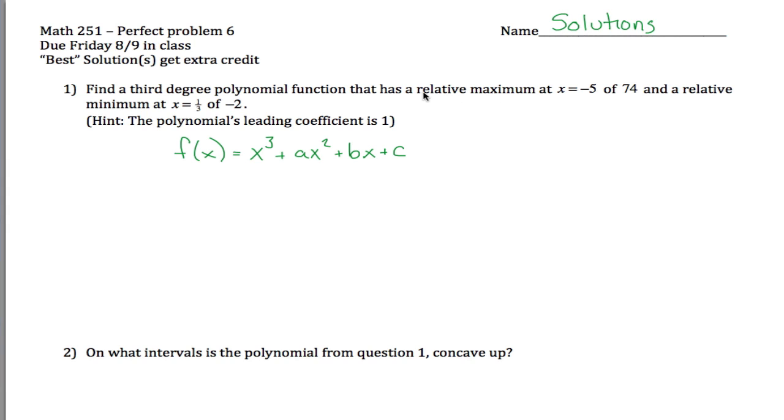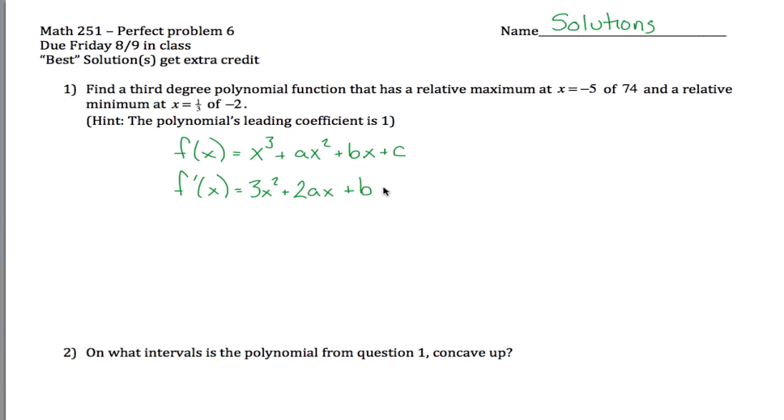So the information it gives us is about relative maximums and relative minimums. A polynomial function has a relative maximum or a relative minimum when the first derivative is equal to 0. So we can take the derivative of this guy. The derivative of x cubed is 3x squared. The derivative of a times x squared, a is just a constant, so you just leave it alone. Derivative of x squared is 2x, so we get 2ax. Derivative of bx, because b is a constant, is just b. And derivative of c is 0. So this right here is our first derivative.